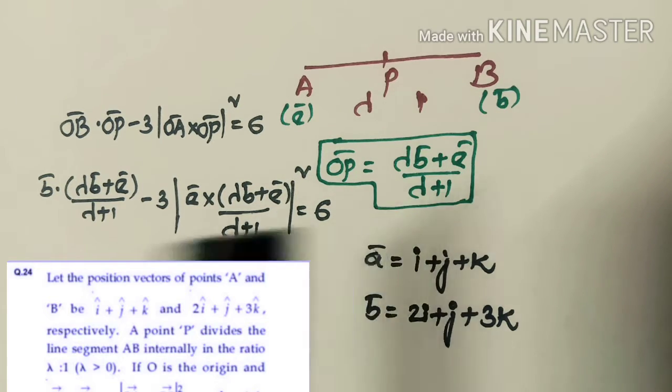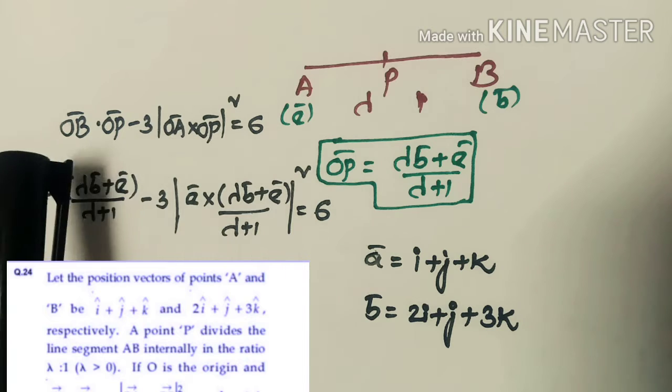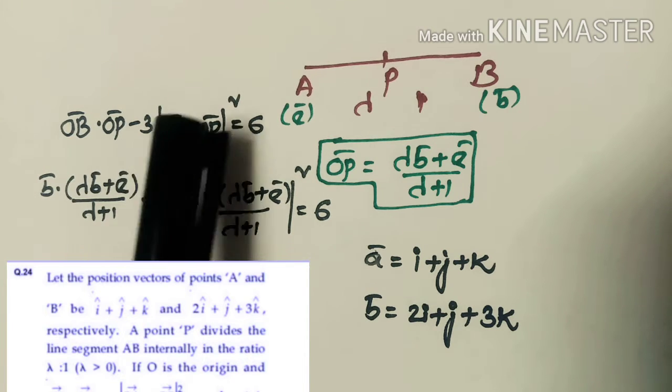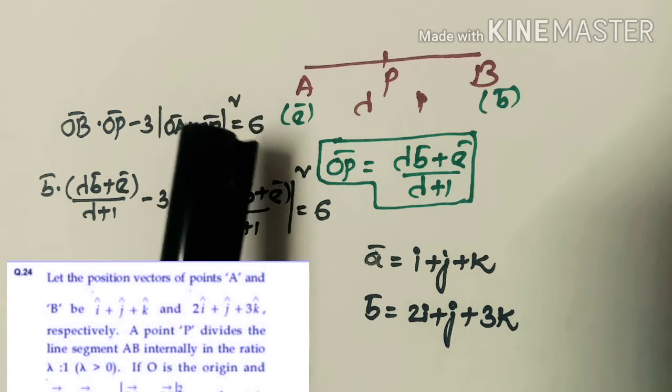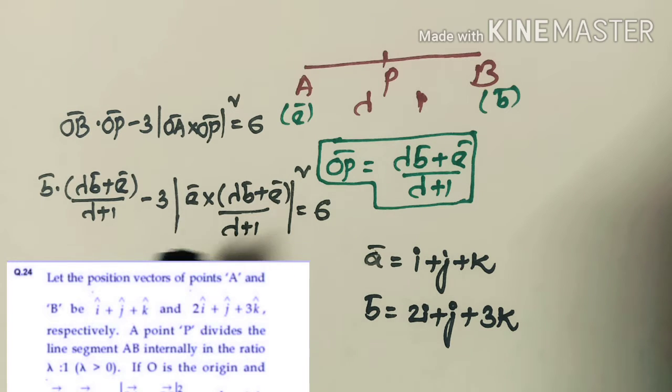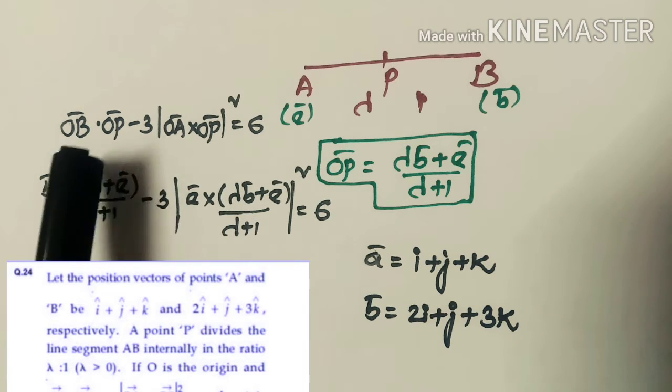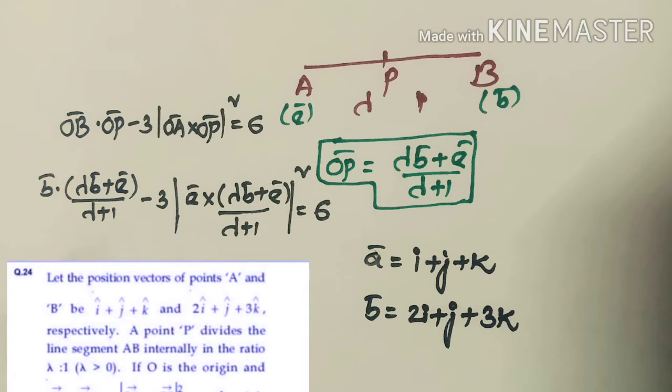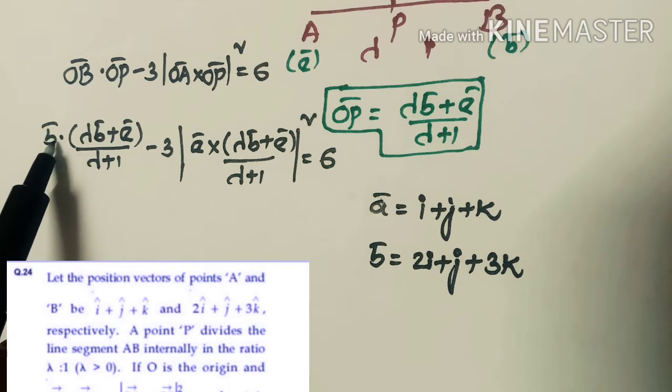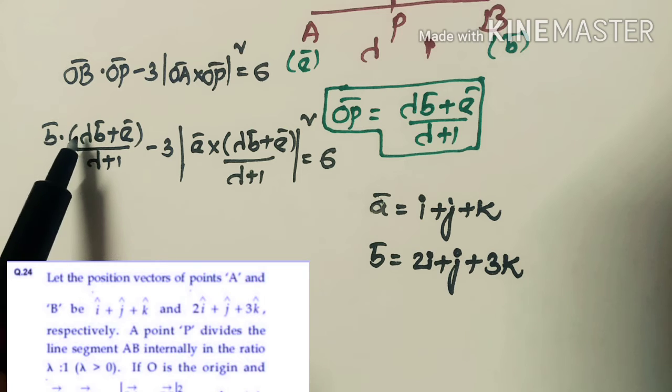This is a formula. And also this is a given condition: OP dot OP minus 3 into modulus OA cross OP whole square is equal to 6. Now replacing the values, OP bar is equal to (lambda B plus A) by (lambda plus 1). Now taking the simplification here, lambda into B bar dot B bar. B bar dot B bar is equal to mod B square.